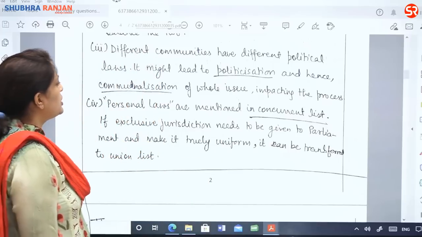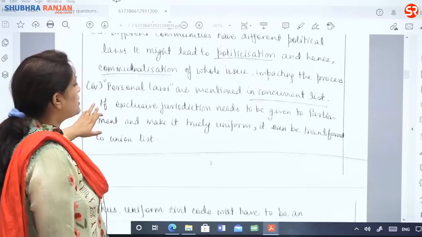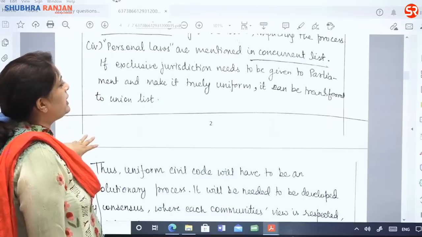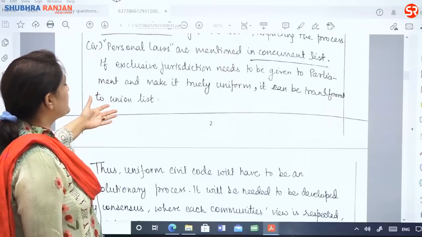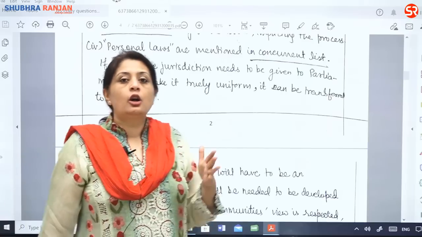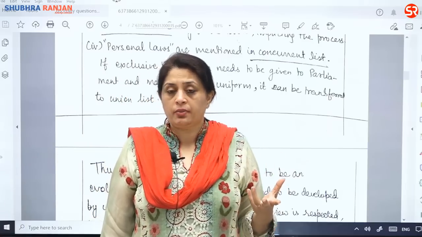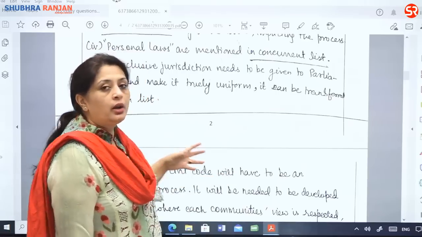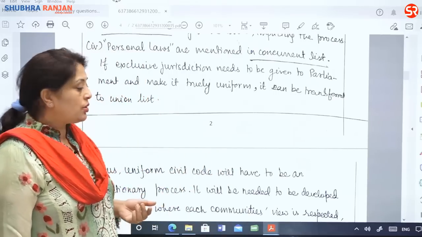Personal laws are mentioned in the concurrent list. If exclusive jurisdiction needs to be given to Parliament and make it truly informed, it can be transferred to the union list. So either you are telling the cons or you are telling how we can bring a uniform civil code. Means you are not organized in your thinking.